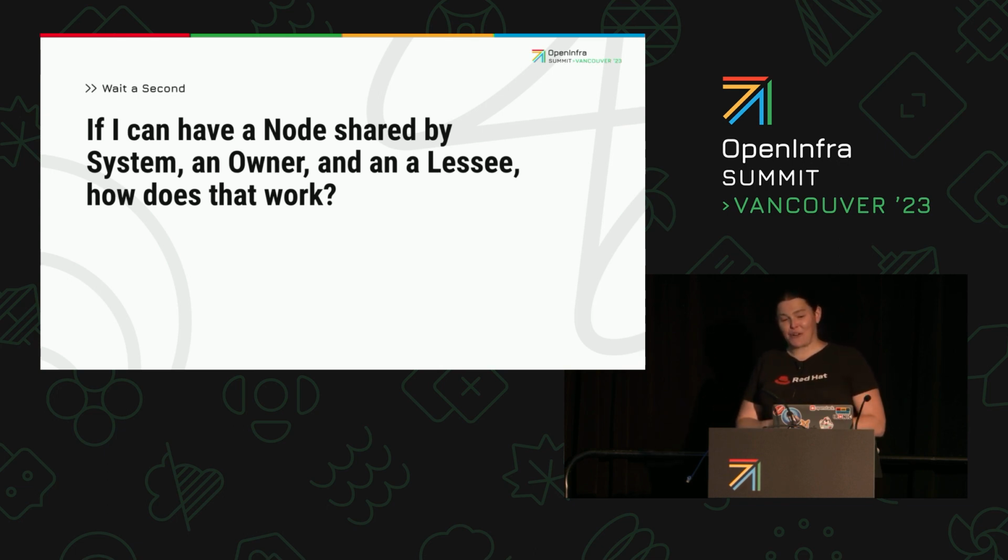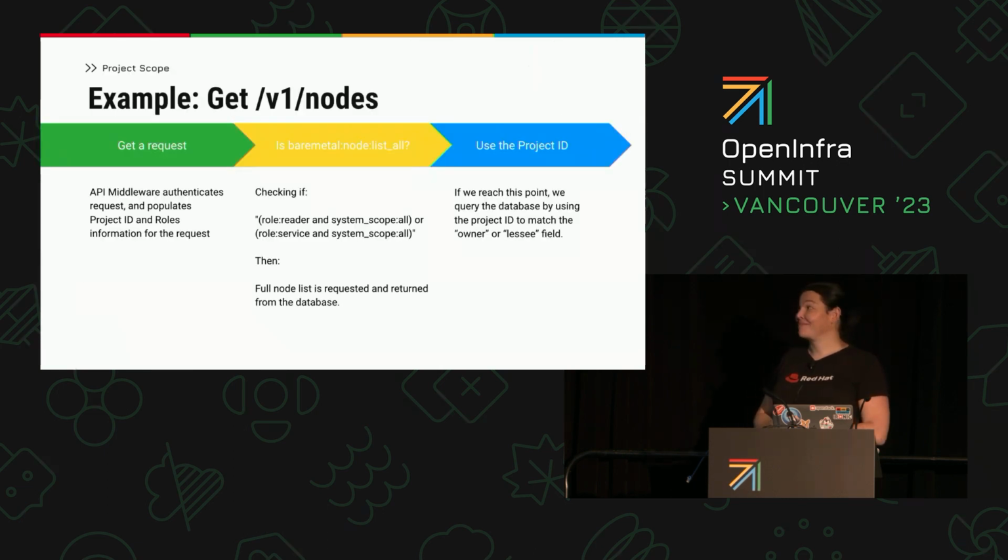and an owner and a lessee, how does that work? Well, if you're asking for a list of nodes, we get a request, and Oslo middleware fills in the missing details. It tells us what the roles are, what the scope is, and what the project ID of the requester is. And then we apply an access rule. If this matches, then we take additional action.